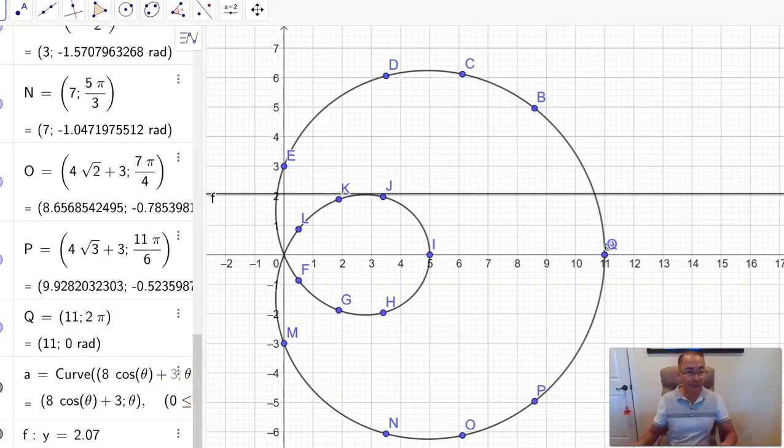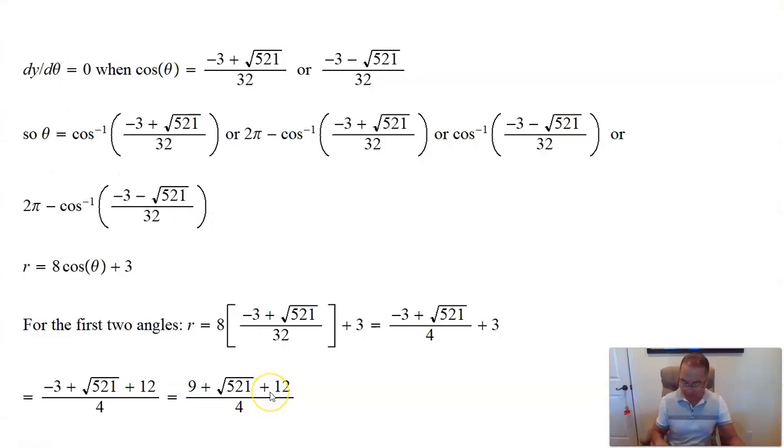Whoops, sorry about that. Clumsy fingers, I went to the GeoGebra tab. Okay, so 12 minus 3 is 9 plus radical 521 over 4. And let's just check that the R value is reasonable. So this is about 7.9, it's about 8. So that is approximate.